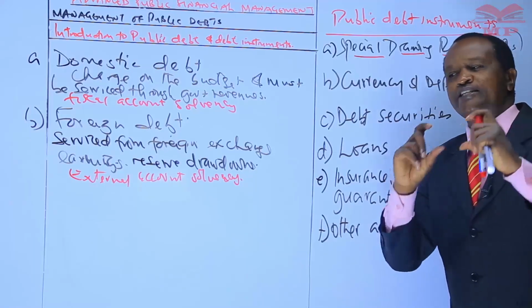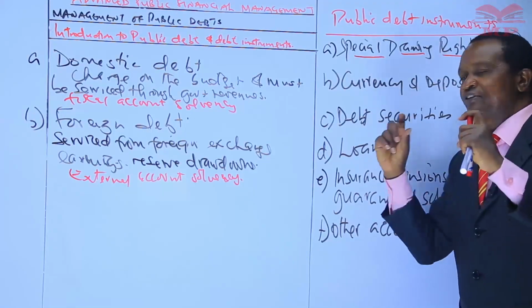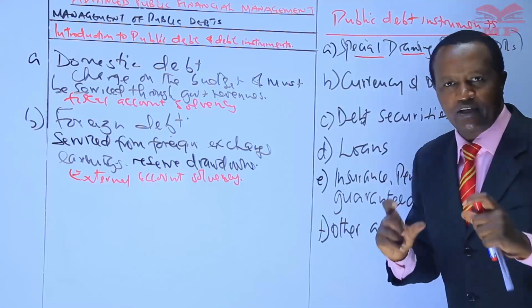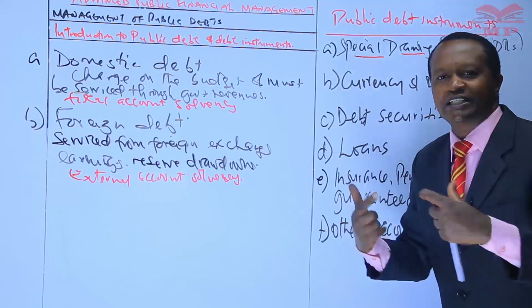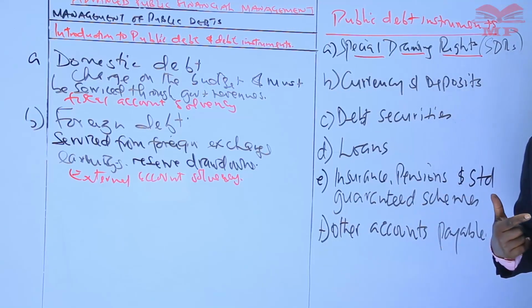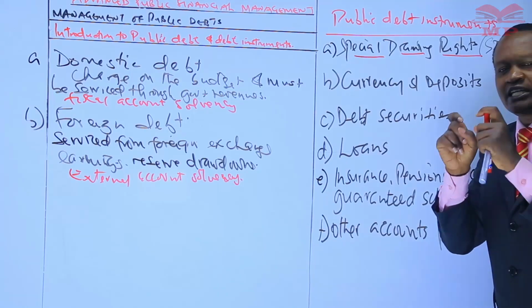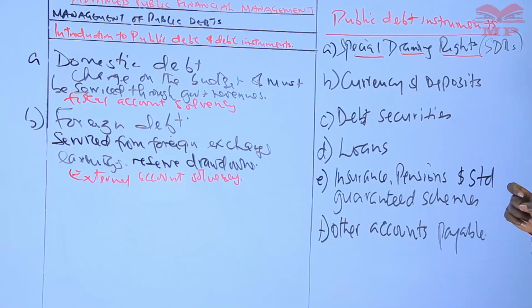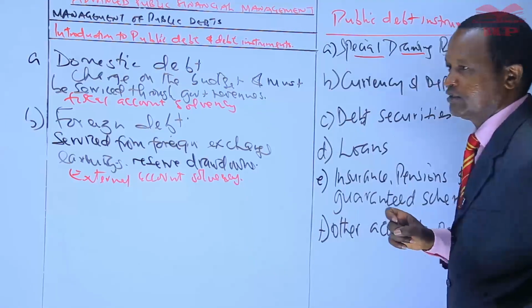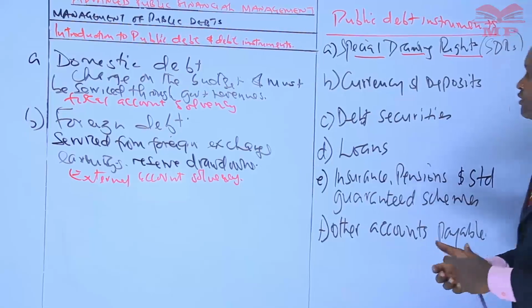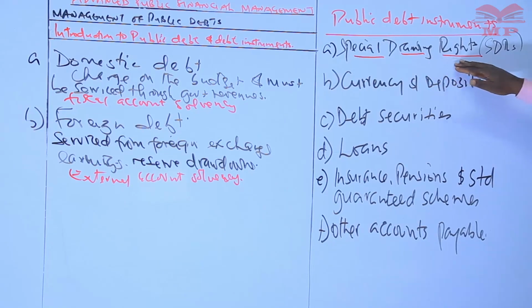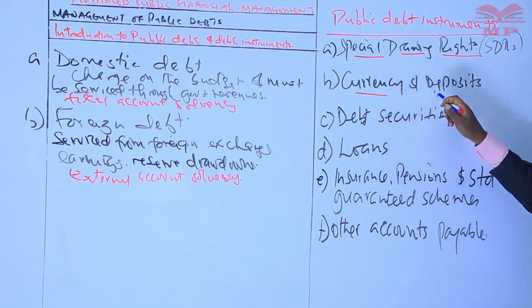are international reserve assets, and these assets are created by the IMF and allocated to members of the IMF. The purpose is to supplement reserve assets, and they represent each holder's unconditional right to obtain foreign exchange or other reserve assets from other participants. These are members of the IMF. This is a type of public debt instrument. The second type is currency and deposits.